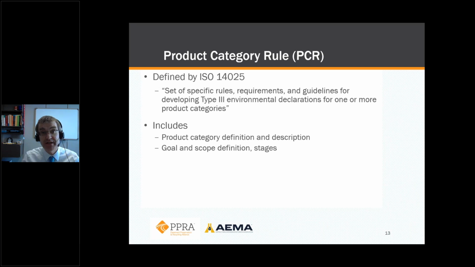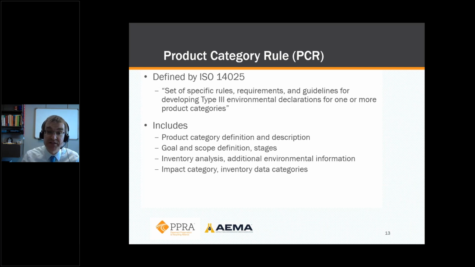And so when you start digging into a PCR, there's a lot of information in there. We need to talk about exactly what product category we are defining. And with asphalt emulsion, that's actually a very interesting question. You have to describe that product. You need to talk about what the goal and the scope is, and then what stages you are going to look at. So we've already decided that we're going to look at cradle to gate. We're going to look at the raw material extraction, the transportation to the plant, and then the manufacturing.